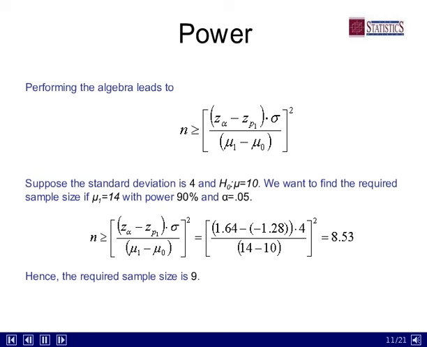Because n has to be an integer, we write that equation as a greater than or equal to, so that you always round up to the next integer. So we need at least 9. Therefore, 9 will give us slightly more than 90% power.